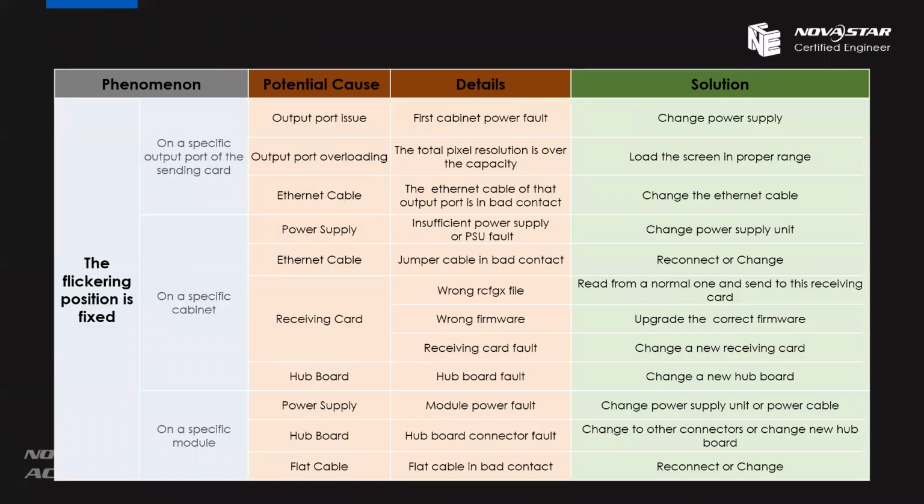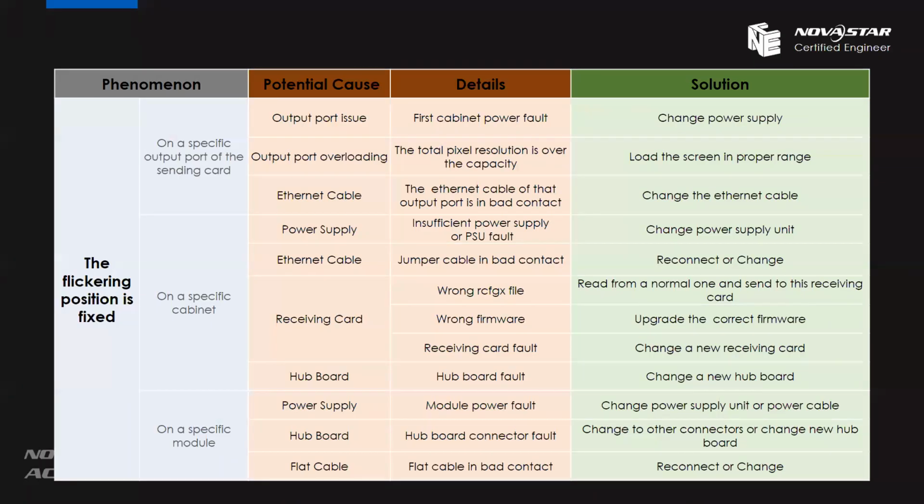And here, I also summarized a troubleshooting table for you about the flickering position is fixed. This is a potential cause and some details about the potential cause, and I provide you the solutions. For example, for the specific output ports, it could be the output port issue, or the output port is overloading. And also it could be the Ethernet cable.